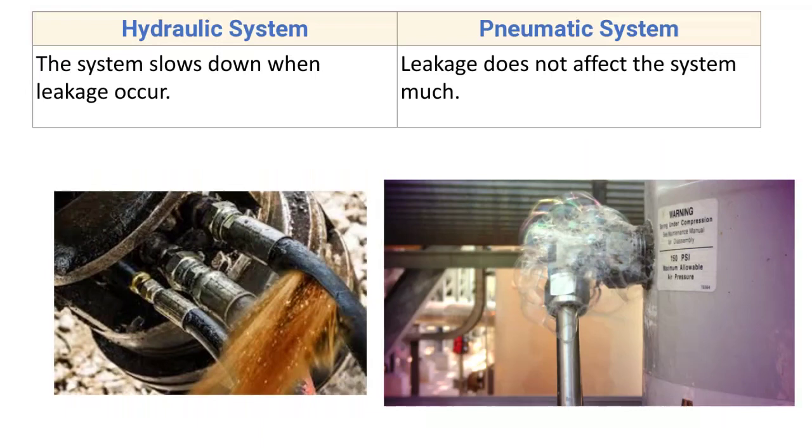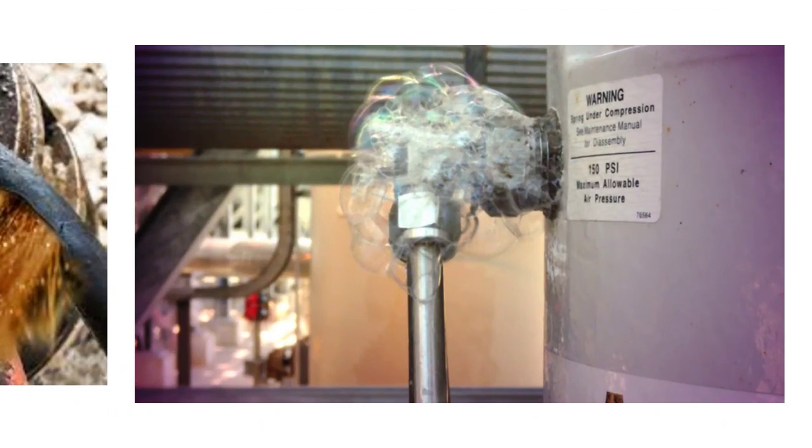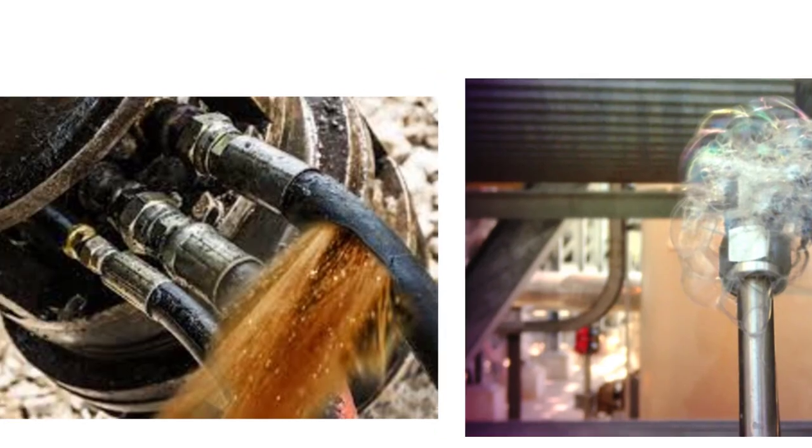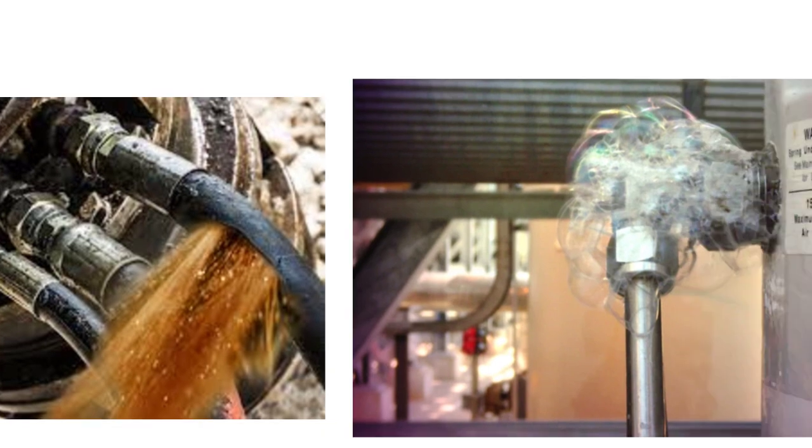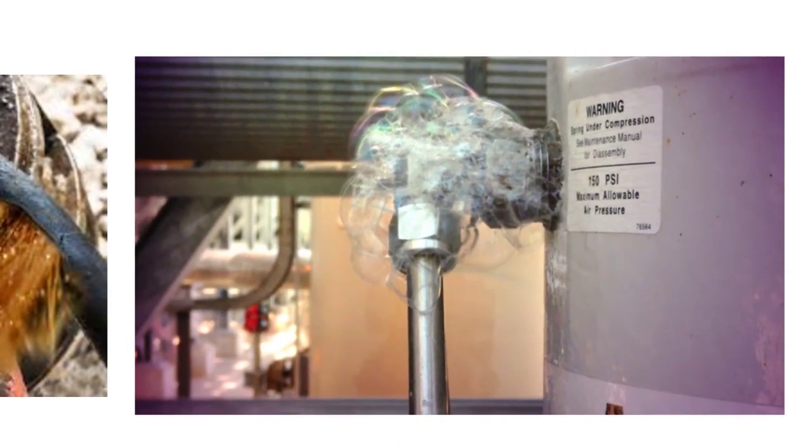Now the pneumatic system. Leakage does not affect the system much. Here you can see the leakage in a hydraulic system. This is a method for identifying the leakage, the soap bubble method, with which you can identify the leakage because you cannot see the air. Here you can see the oil that is leaking from your system, but here the working fluid is in the form of air that you cannot see. So with the help of this arrangement, you can identify the leakage.